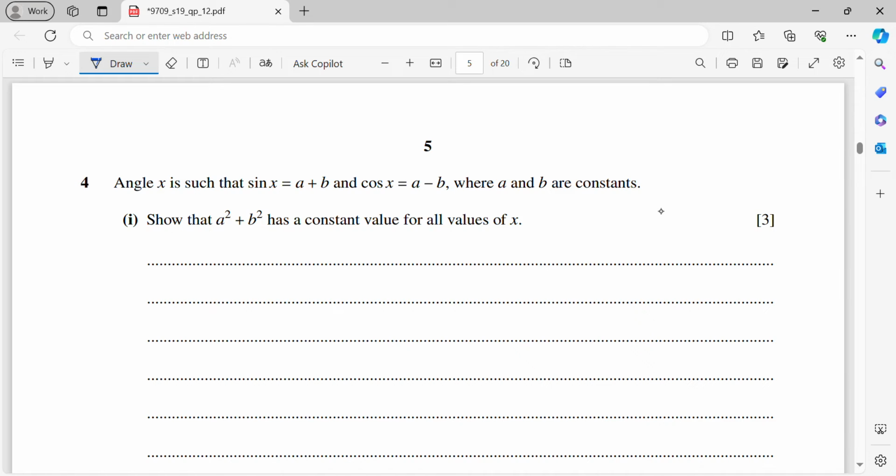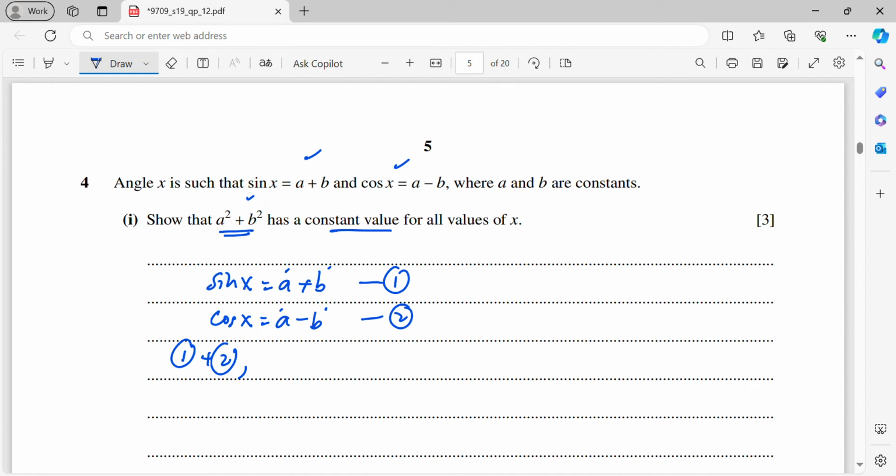Now for question number 4, angle x is such that sine x equals a plus b, cos x equals a minus b. Show that a squared plus b squared has a constant value for all values of x. So now from here, I will rewrite sine x is a plus b, then cos x is a minus b. Now, to get a squared plus b squared, from here, let it be the first equation, second equation. Now, to eliminate the unknown, the a or b, since here I get a on both sides, and plus b and minus b from both equations, I will just add up two equations.